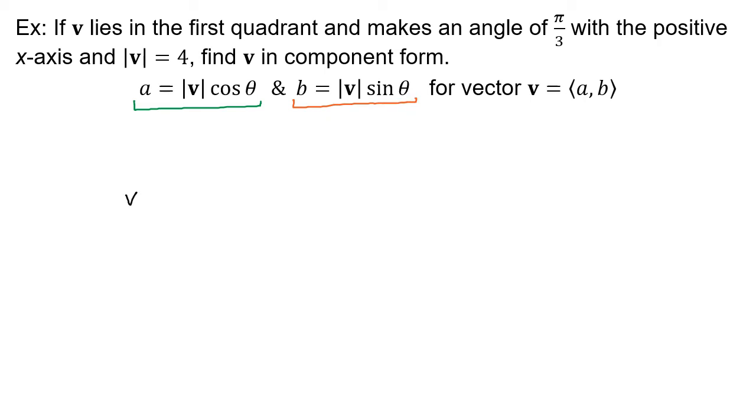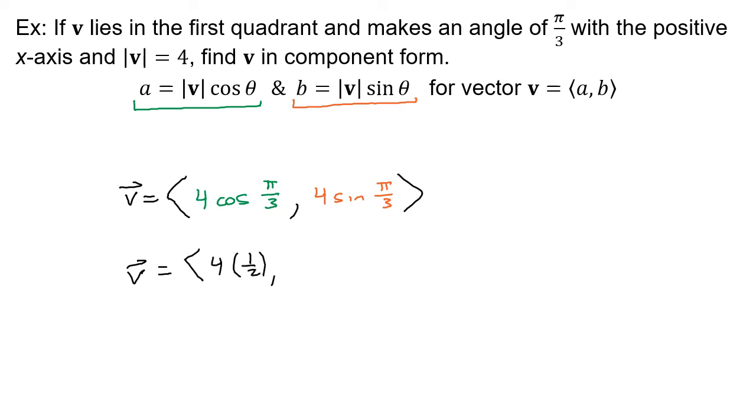And so our vector v will have the first component, the a, would be the magnitude, which is 4, times cosine of the angle, which is pi over 3. And my second component of my vector is my 4, my magnitude, times sine of the angle, which is pi over 3. And so vector v, cosine pi over 3 is a half, and sine pi over 3 is root 3 over 2. And so my vector v turns out to be 2 and 2 root 3.